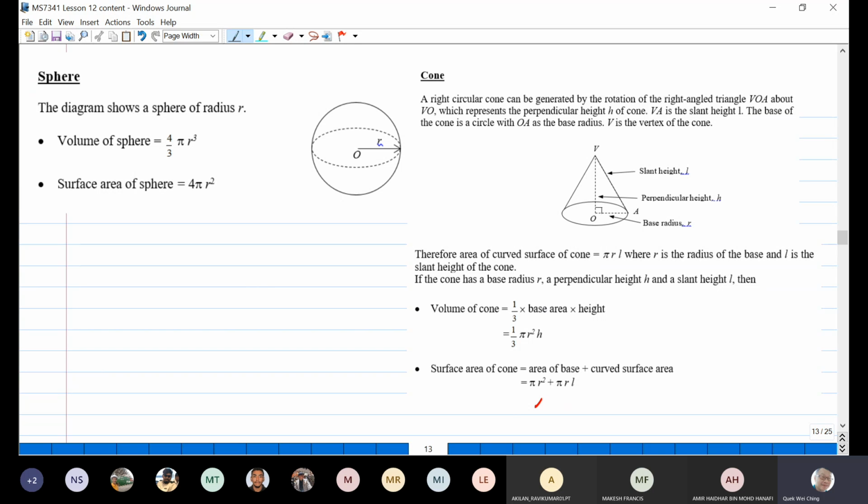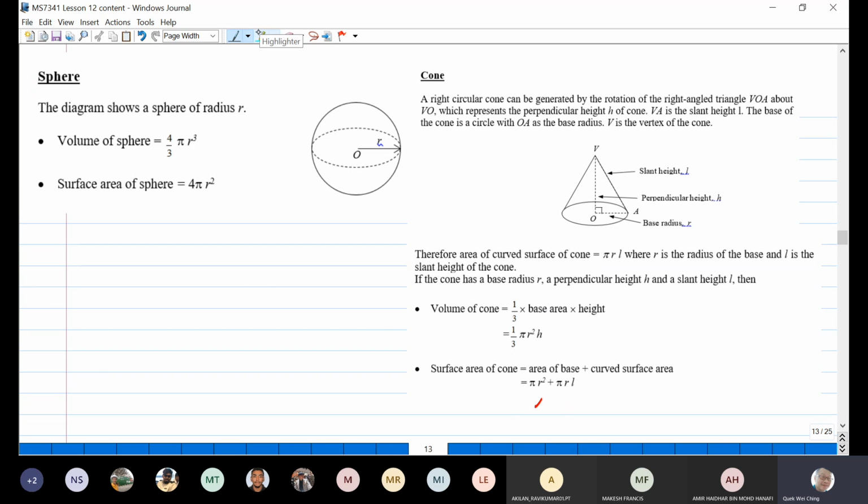Okay, so next one, we are looking at something less familiar now. How do you calculate the volume of a sphere and surface area of a sphere? I think many of you are not aware of this formula. So for a sphere, how to find the volume of a sphere? The formula is 4 over 3 pi r cubed.